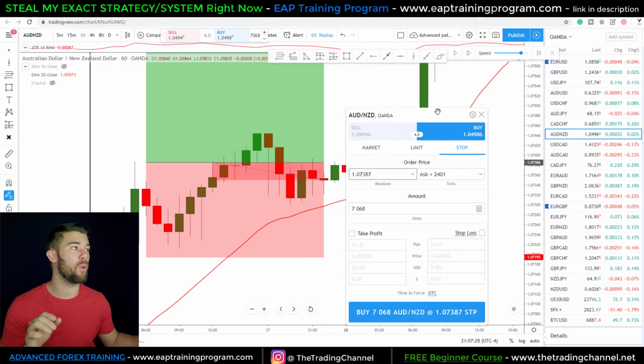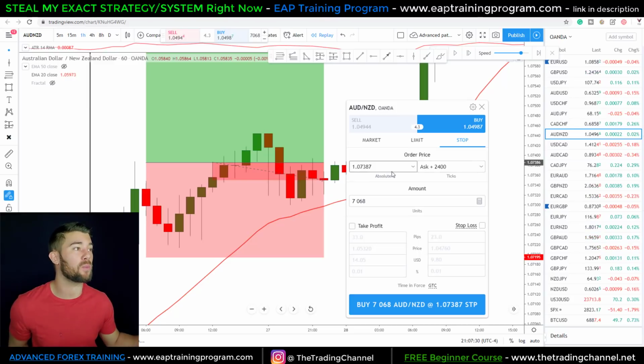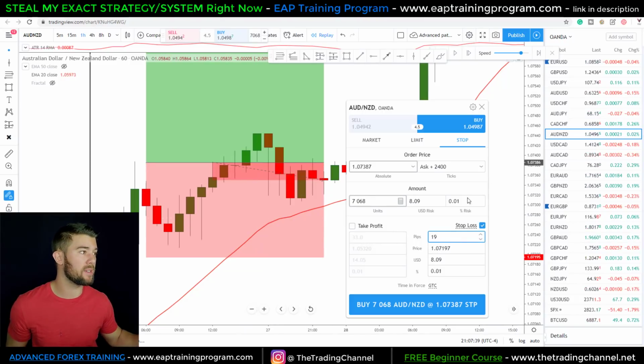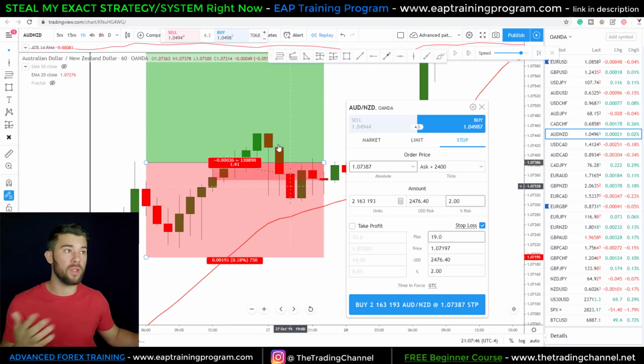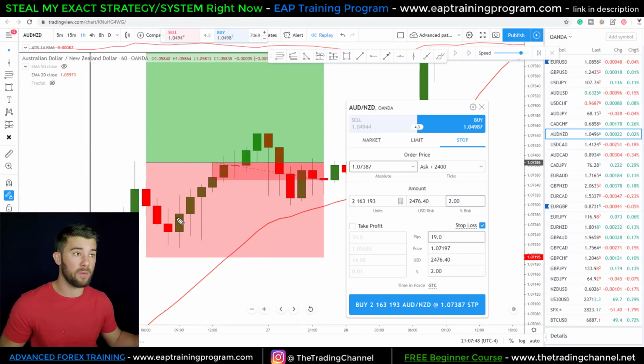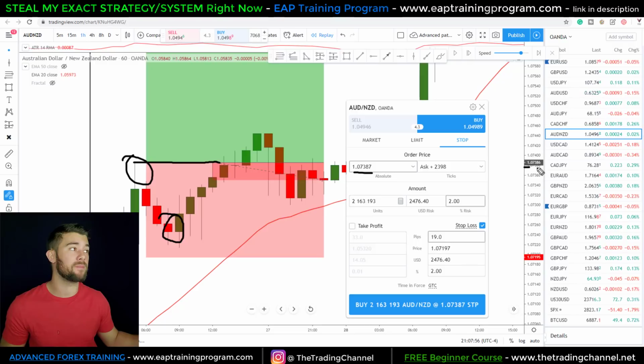If I have a buy stop order at 1.0738, which is where I have it right now, I can go ahead and put in my stop loss of 19, and I can do my risk of 2%. All this is already done for me. All I would have to do is hit buy. This is an actual order, so I'm not going to, but all it means is that if the market was right here on this candle, then that means I'm telling my broker if the market gets to the price of 1.0738, I want you to buy me into the market.